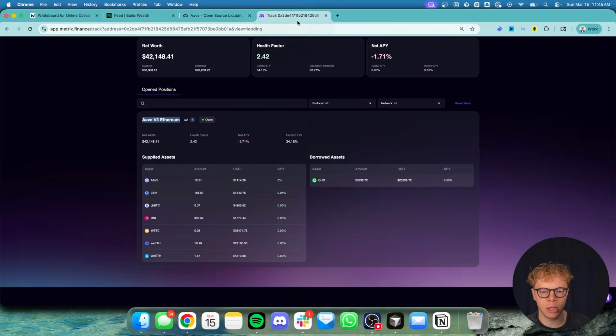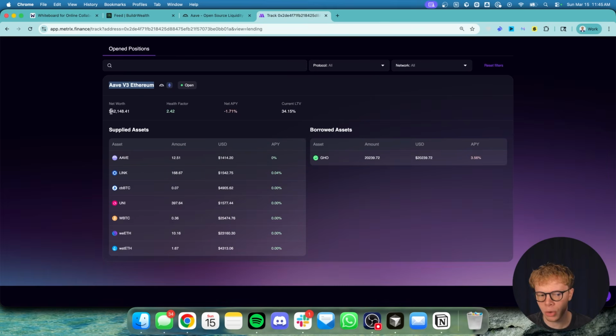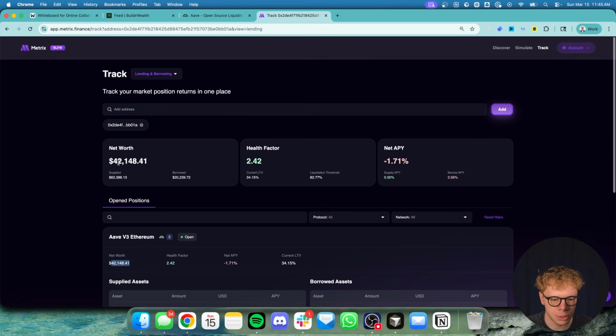But I want to very quickly show you what I'm doing over on Aave. So this is Metrics. It tracks your portfolio across lending and borrowing as well as liquidity pools and stuff like that. My net worth on Aave is currently $42,000. I am supplying $62,000 right now and borrowing a little over $20,000.